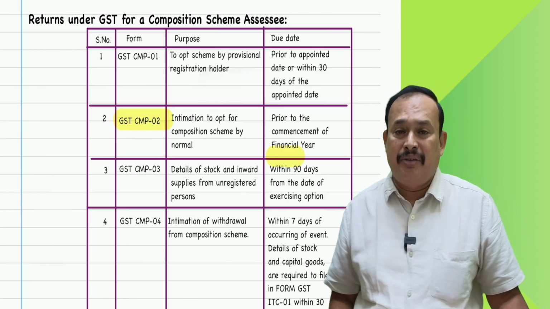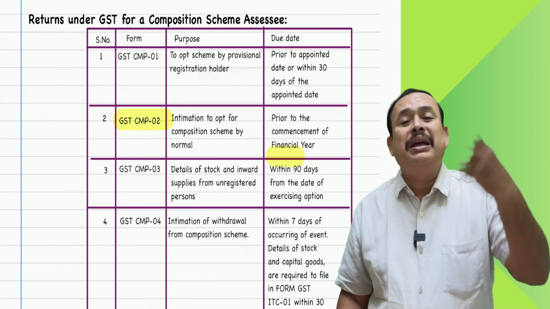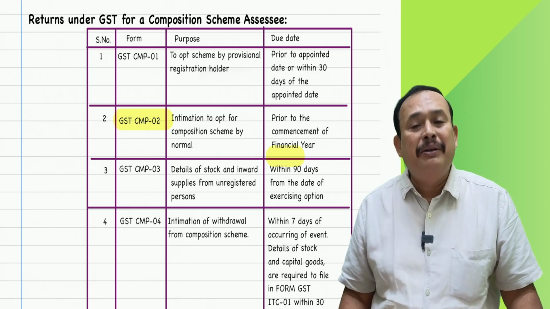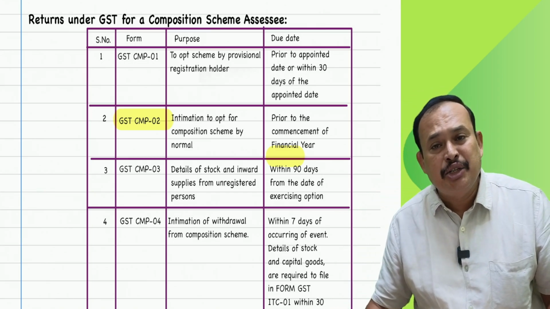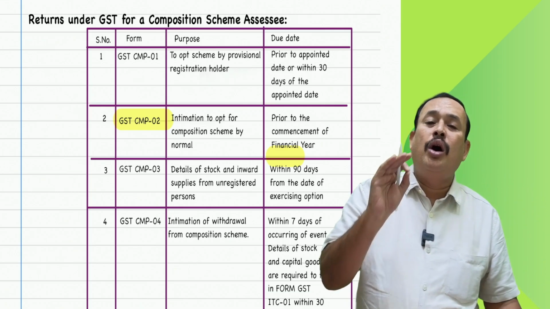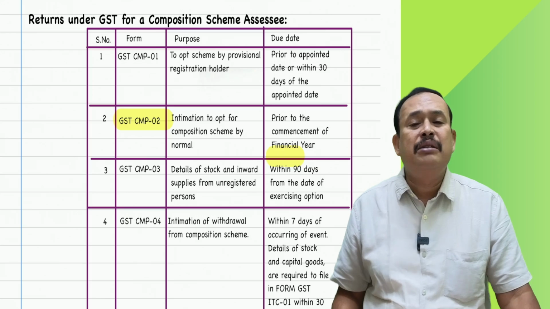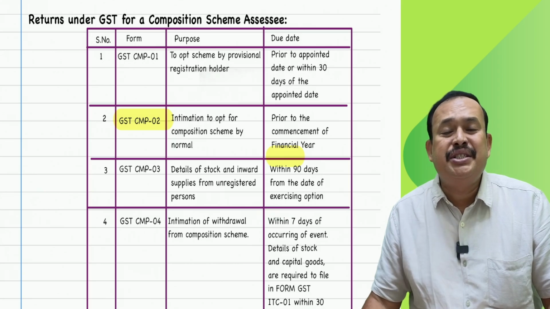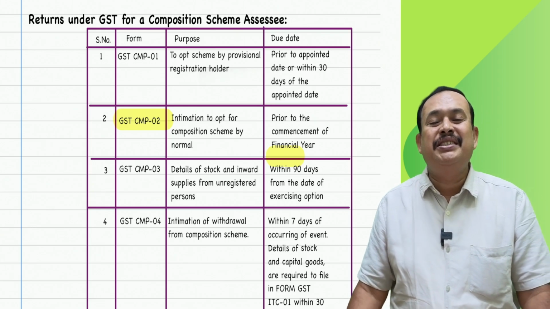Meaning thereby, a person who applies for the first time for registration by filing the application for registration form GST REG 01, in that form GST REG 01 there is a column for opting composition scheme. If you want to opt, that is sufficient intimation to the department. Such an intimation is given through form GST REG 01 itself. That time they need not submit form GST.